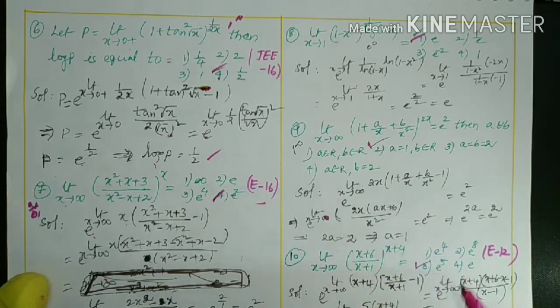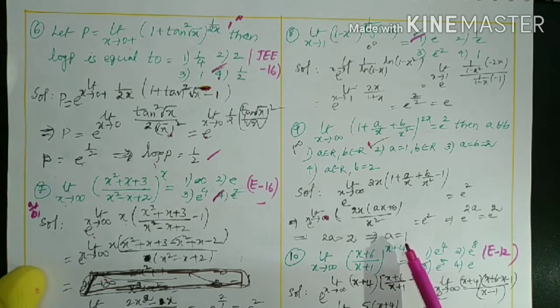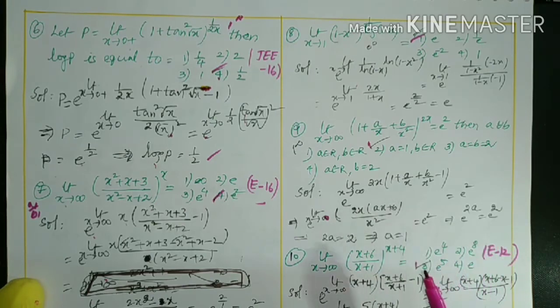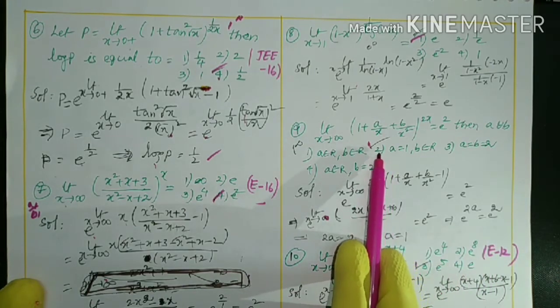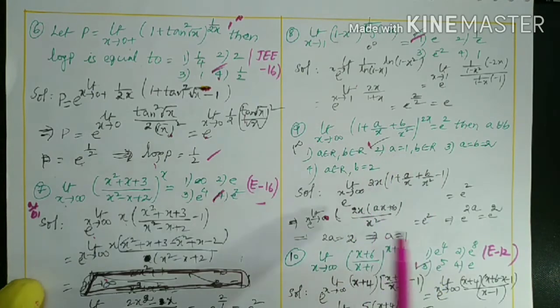That means 2a by 1 is 2a, that is given as e². So e power 2a is equal to e². Means bases are equal, then powers must be equal, means 2a equals 2, it becomes a equals 1. Here a is equal to 1, and there is no other data to find the b value, so it doesn't depend on b. b is any real number, and a must be 1. That should be the second option.